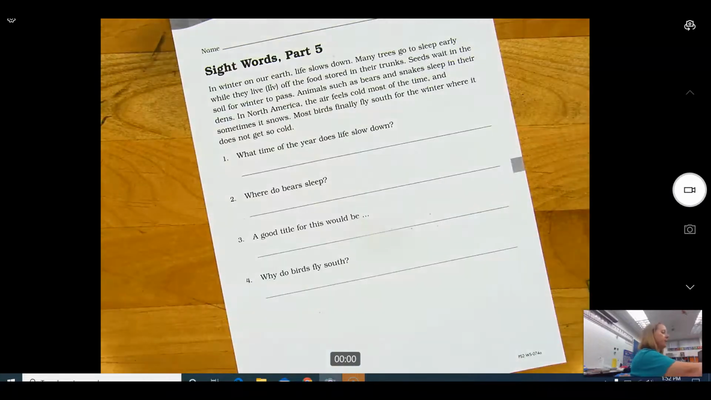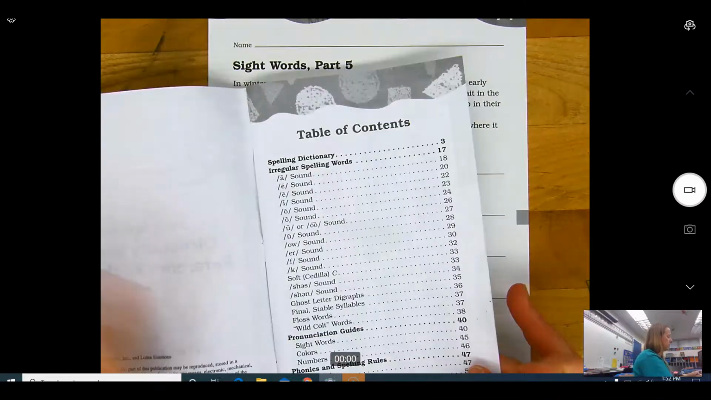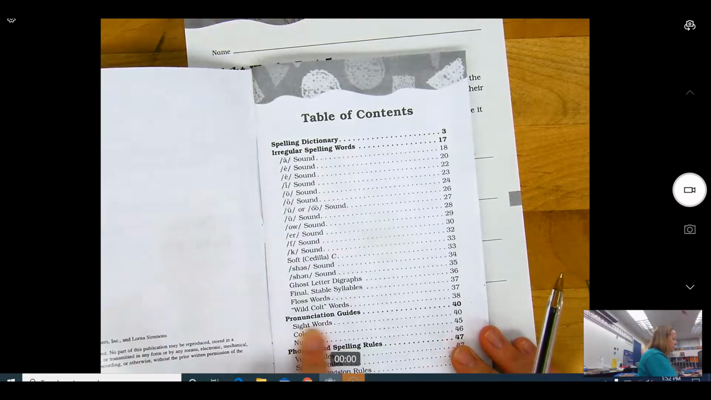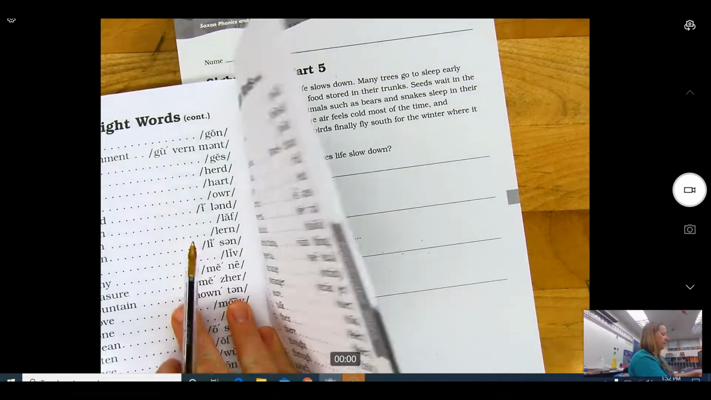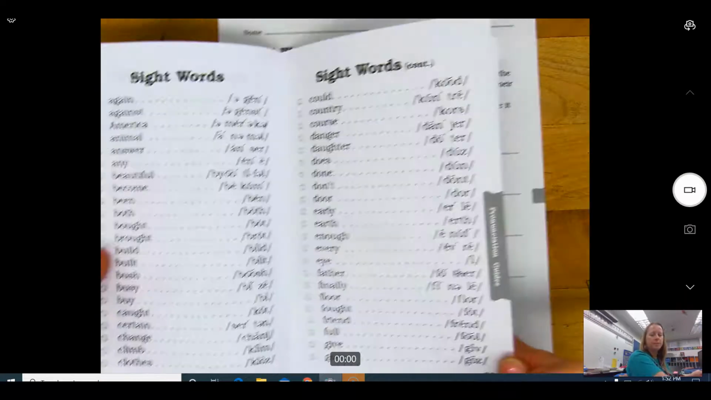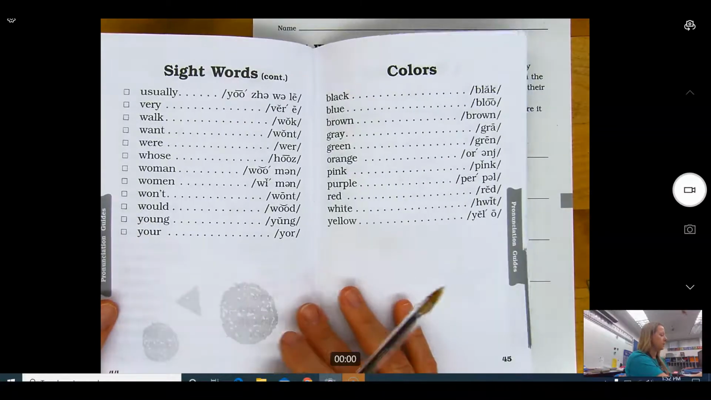Don't forget in your student dictionary, we have our high frequency words, they're called sight words, on page 40. So we have all of our sight words starting on page 40, all in ABC order. So if you ever need help with a sight word, you can look in your dictionary.